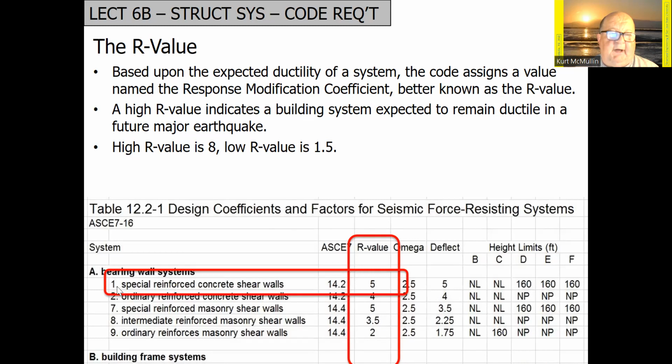As you can see, this bearing wall system, special reinforced concrete shear walls, has an R value of 5. If you use an ordinary reinforced concrete shear wall, you get an R value of 4.